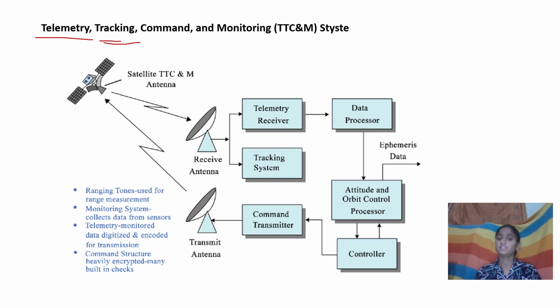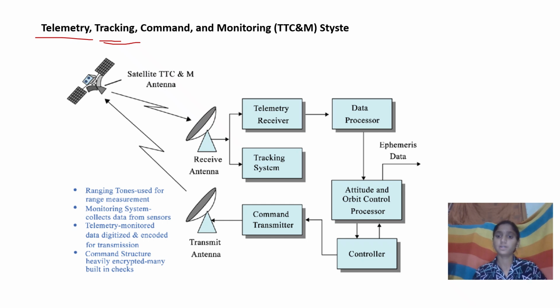And how to track? Based upon some elements, like eccentricity, semi-major axis, time of perigee, right ascension of the ascending node, and argument of perigee. These are the elements; based on these elements, we can track the satellite. There are four techniques used for tracking the satellite. We discuss them later.